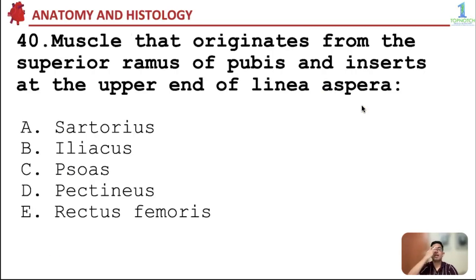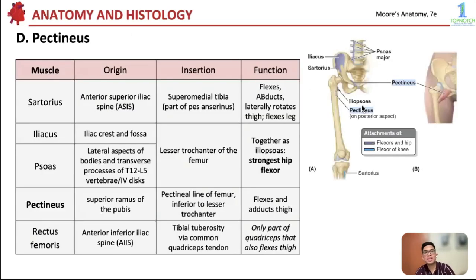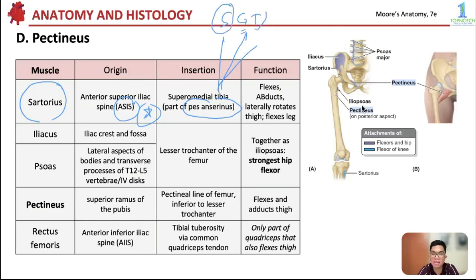Okay? Last question, this is brute anatomy memorization. So origin, superior ramus of the pubis, insertion, linea aspera of the femur. That's your pectineus. Okay? So basically, I'll just enumerate my important things to know. So your sartorius, its origin is the ASIS, so don't forget that. And it inserts into the pes anserinus, so proximal medial tibia. So your pes anserinus has three muscles, or your sergeant, right? SGT. So that's your sartorius, your gracilis, and your semitendinosus.